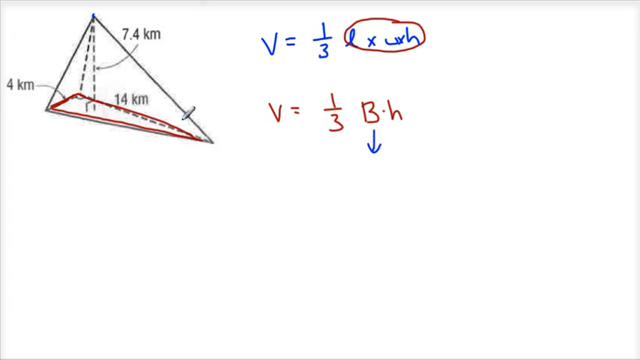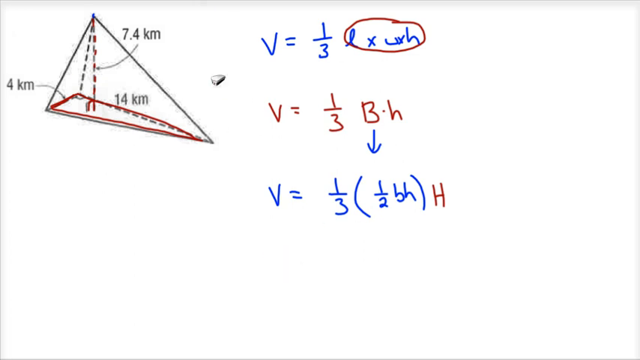So this base happens to be what kind of figure? It happens to be a triangle. So volume equals 1/3. That triangle is 1/2 times its base times its height, times the height of the entire image here, which is going to be h. This is going to be a triangular pyramid. Okay. So this is going to be volume equals.